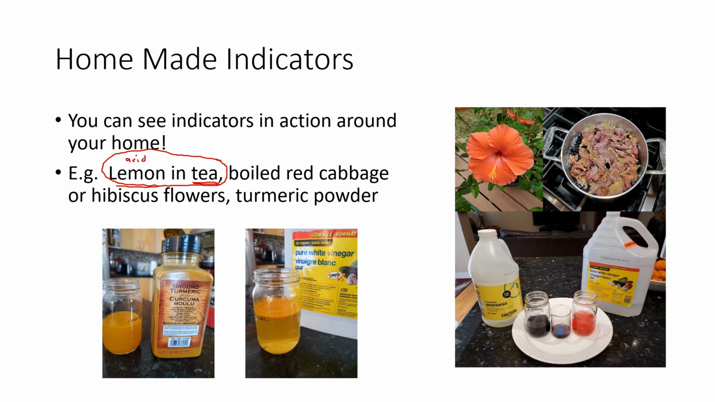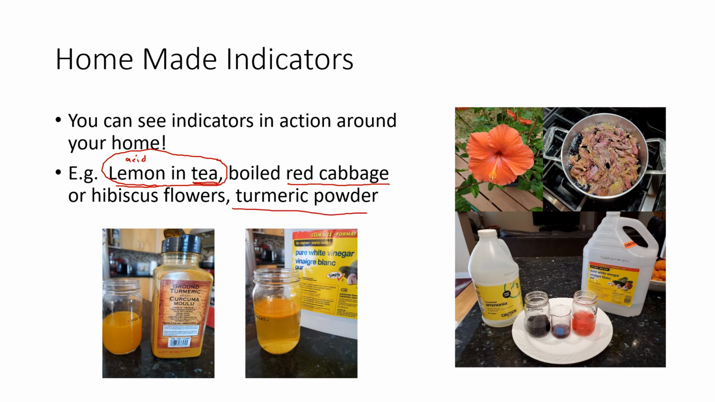Or you can go all out and find something that's colored and boil it up and see if it changes color. Classic one is red cabbage. So if you take a red cabbage or purple cabbage and you boil a chunk of it, you end up with this solution that's purple. It'll be a different color in an acid than it is in the base.